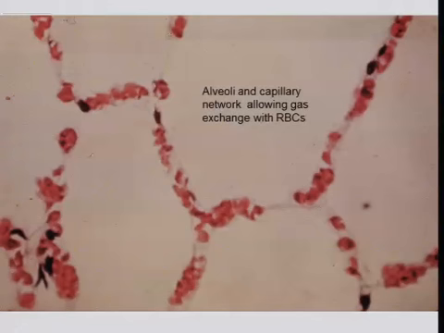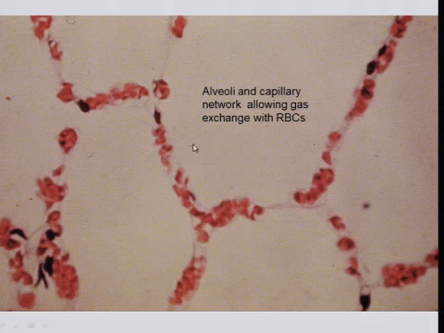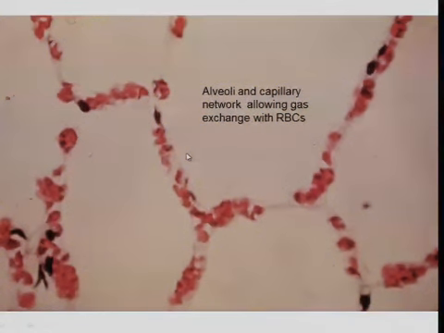And in this image here, you can really see the red blood cells. These are all individual red blood cells flowing through, and these are the alveolar spaces. So once again, you can see how close the airspace is to the bloodstream, so that when we have an exchange of oxygen and CO2, it can occur quite easily.